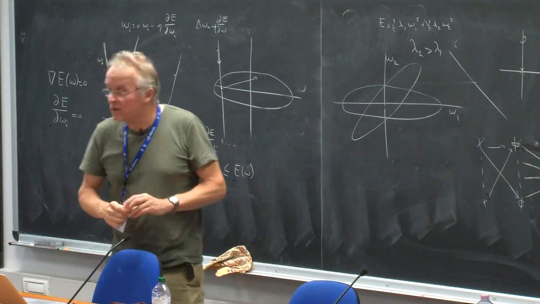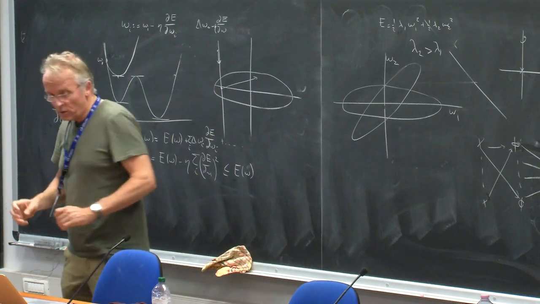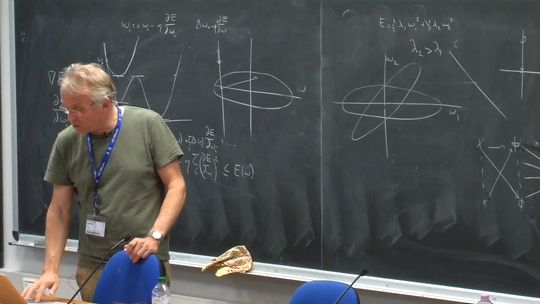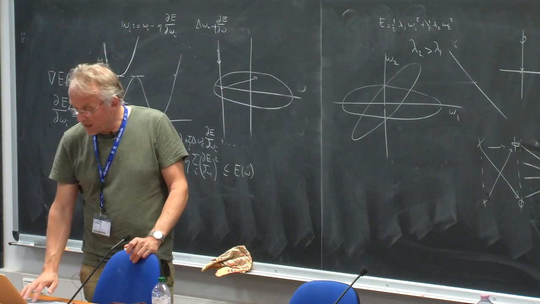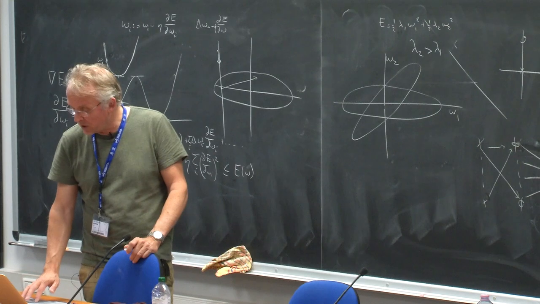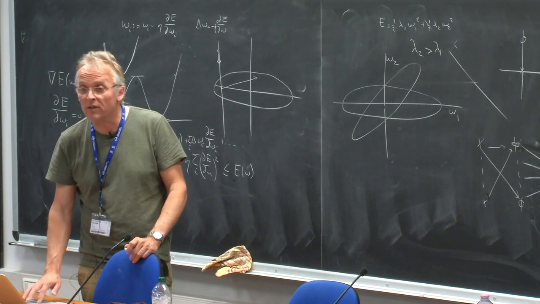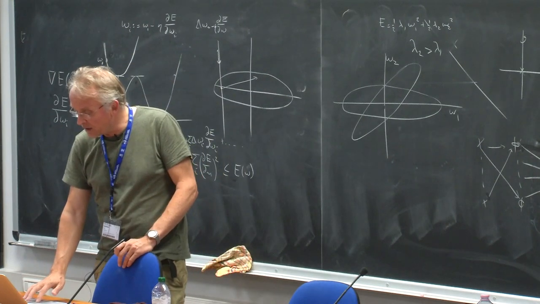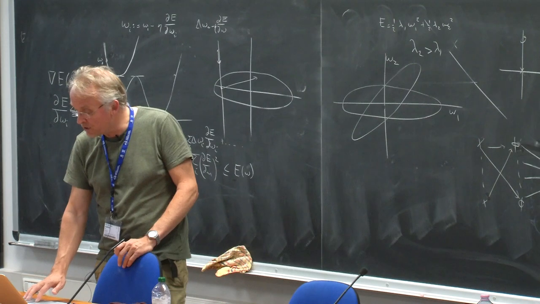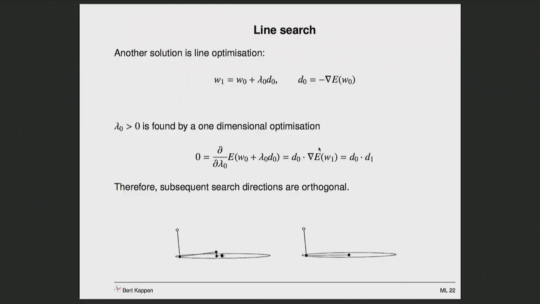The problem with that is already illustrated in this picture. So let's see what happens. W1 is W0 plus some increment, where the increment is in the direction of the gradient. And so we have now a one-dimensional optimization: we look at E along this line, where W0 is given and D0 is given. I want to optimize lambda 0 such that this gets minimized, a one-dimensional optimization along this line. And if I take the gradient of this, the gradient of the argument gives me D0 times the gradient of the function. So I get this expression here.